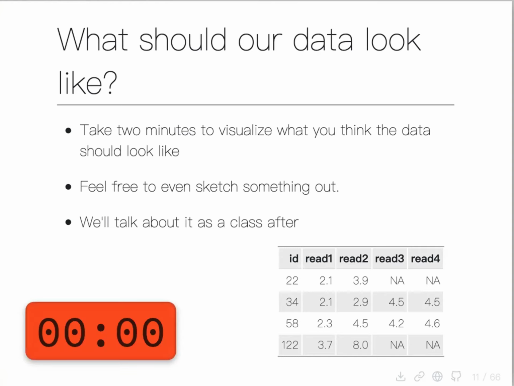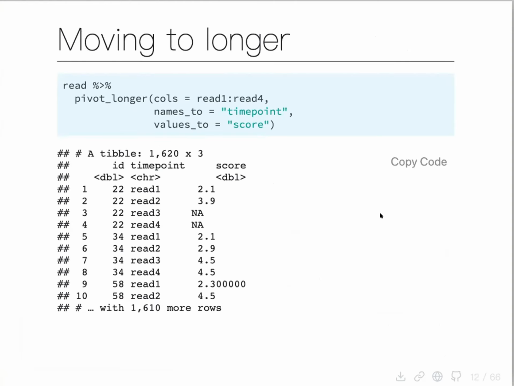We're going to say, okay, forget about ID, we're going to take the rest of these columns and we're going to move them into 2 columns. One that has the old column names, so it's going to go read 1, read 2, read 3, read 4, and then one that has the old values. So for ID 21, it'll go 2.1, 3.9, NA, NA. Okay, so that's what we're going to do. All right, and the way that we do this through the tidyverse is through a function called pivot longer. Okay, and so we have our data wide, we're going to pivot it to move it longer.